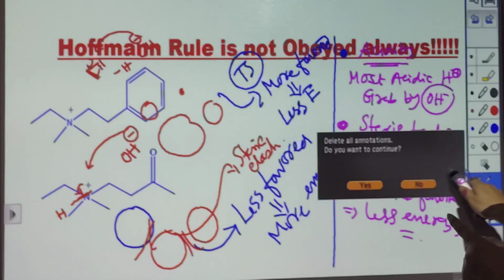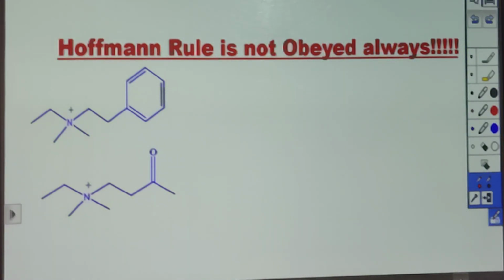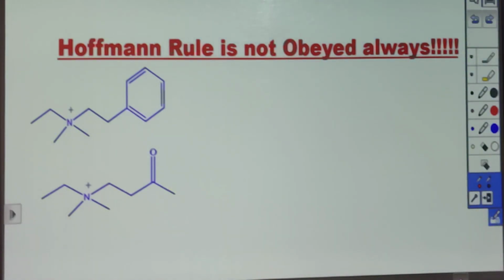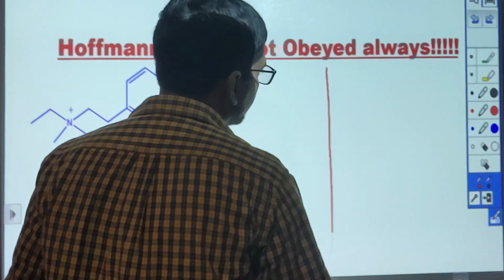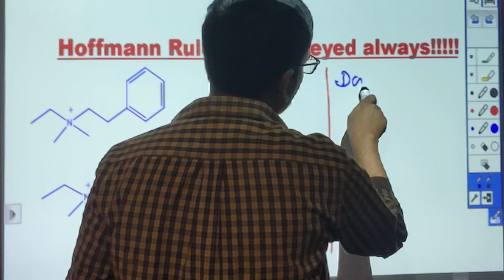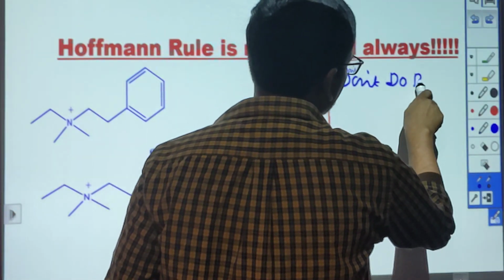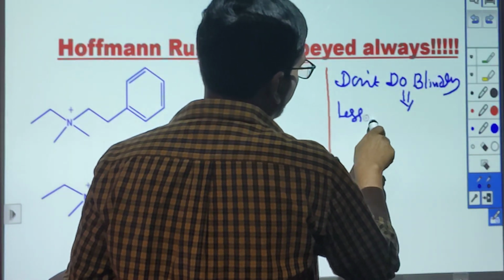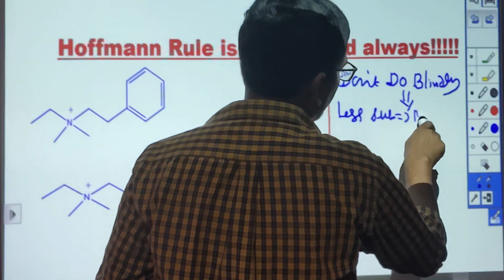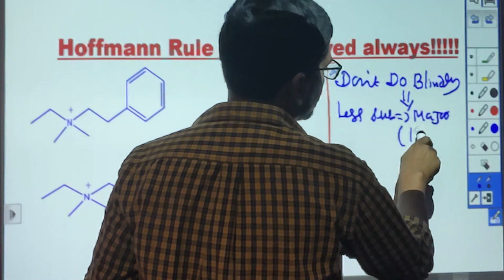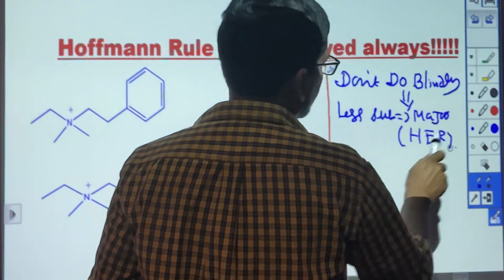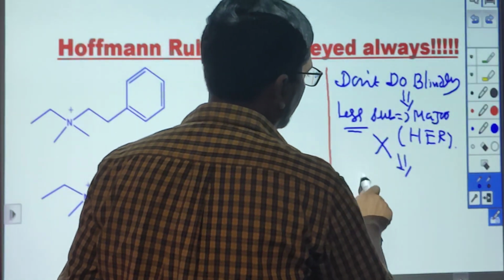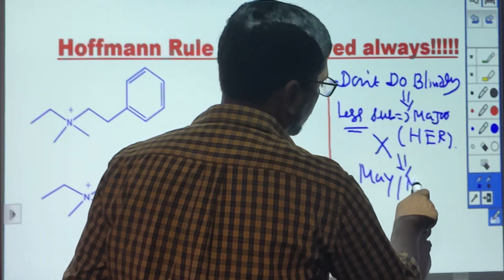This is one of the most interesting things: blindly, don't assume that the Hoffmann product, the less substituted product, will be the major product. Don't do that. Don't do that blindly. Will the less substituted product be the major product in Hoffmann elimination reactions? It may or may not be.